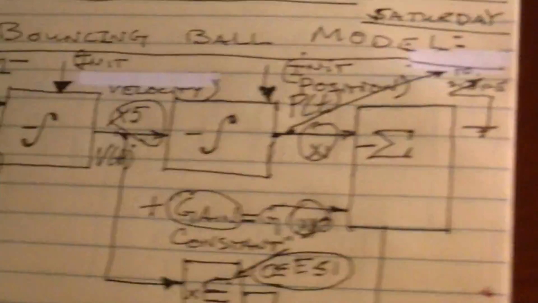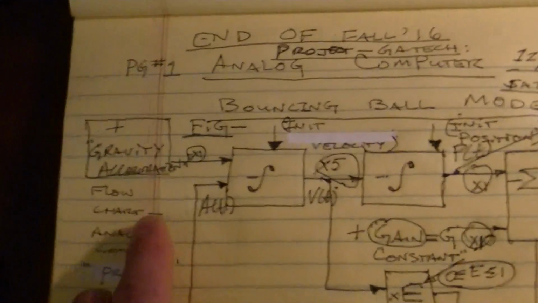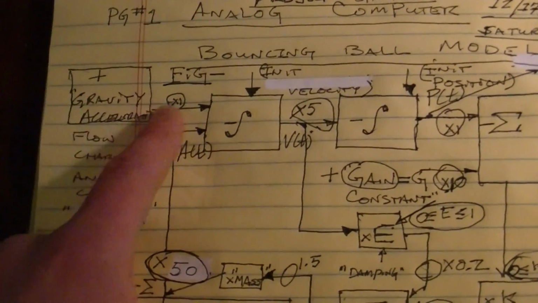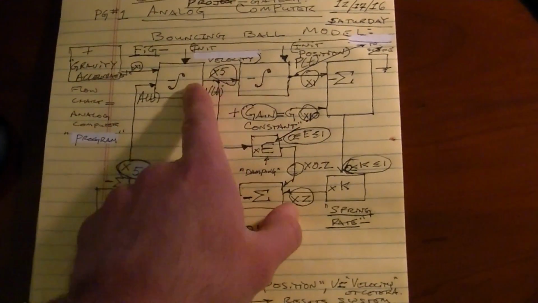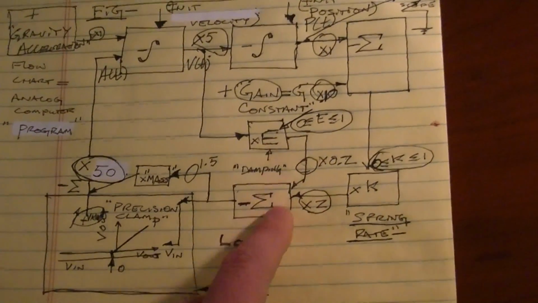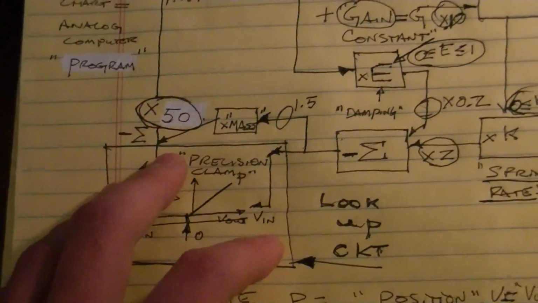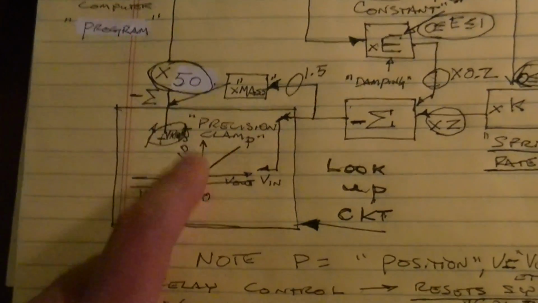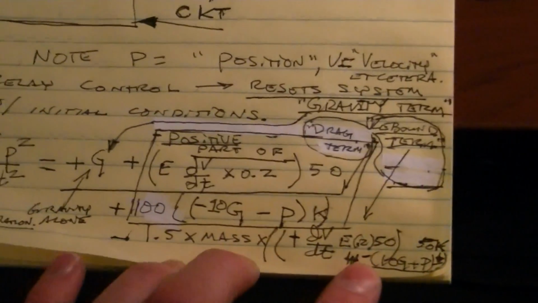Now, how it works, and it's rather convoluted. It's integrating the gravity coefficient twice with 2 integrators, and then it's using a series of summations and scalar constants and a precision clamp to take into account the ball's effect of hitting the ground.